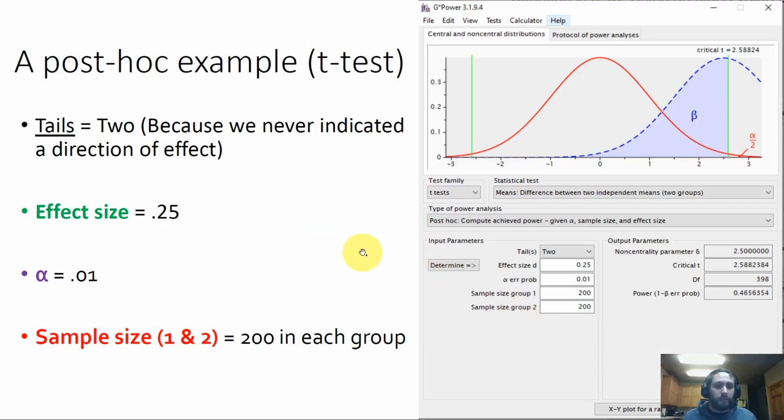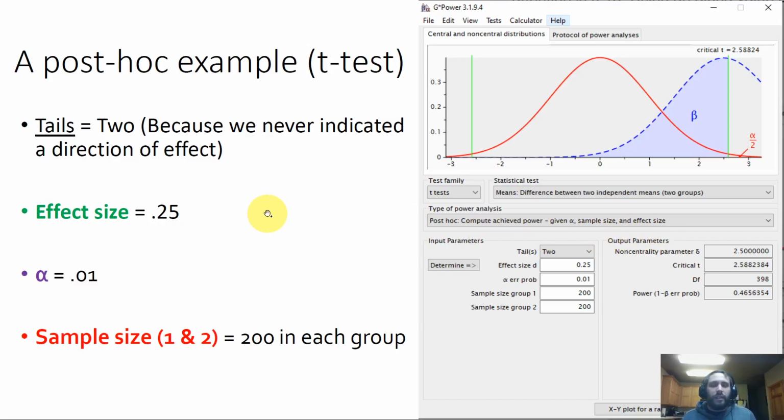So things are going to look a little different now. Well, as far as test family and statistical tests, it actually looks exactly the same. So we did a t-test. We're comparing the difference between two independent means. And then we change our type of power analysis to a post hoc analysis where we're trying to compute an achieved power given alpha, sample size, and an effect size. And again, we keep our tails at 2.